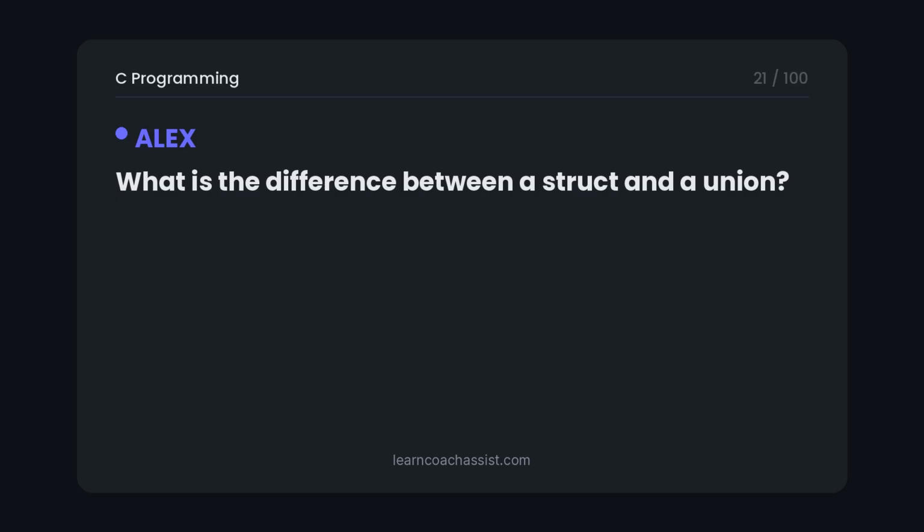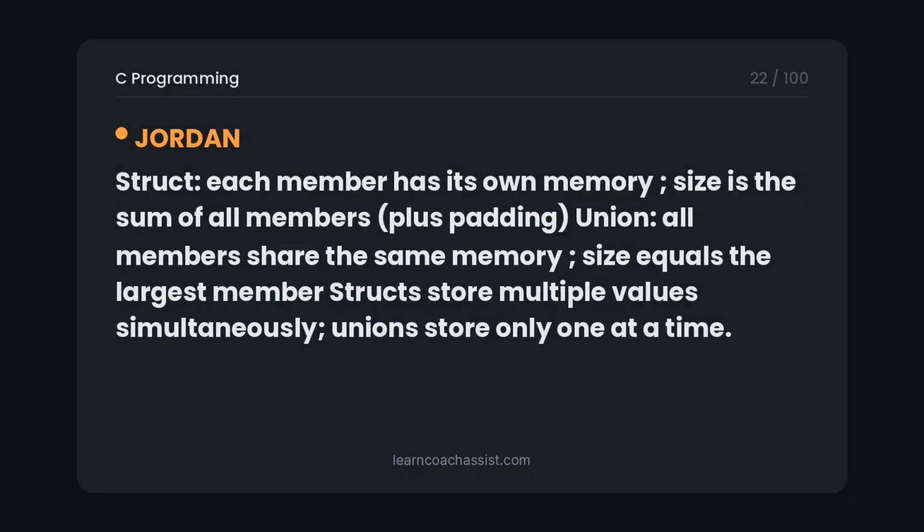What is the difference between a struct and a union? Struct: each member has its own memory. Size is the sum of all members, plus padding. Union: all members share the same memory. Size equals the largest member. Structs store multiple values simultaneously. Unions store only one at a time.